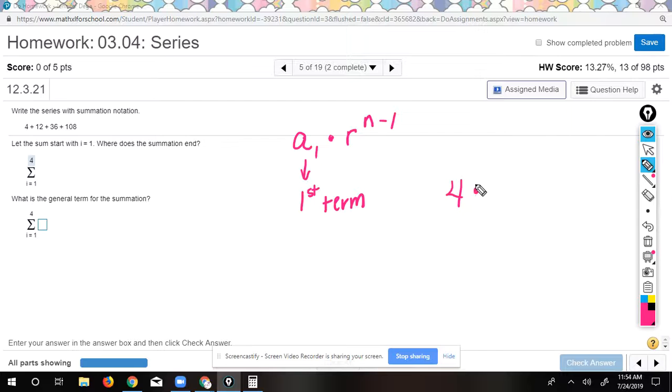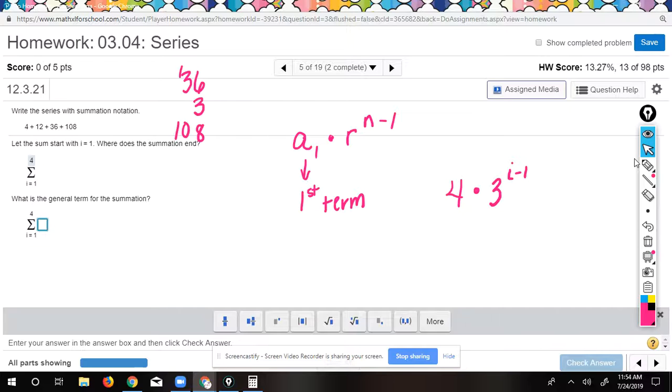Our common ratio, how the numbers are changing, it looks like we're multiplying by 3. 4 times 3 is 12, 12 times 3 is 36. Yeah, we're multiplying by 3. So the common ratio is 3. And instead of n minus 1, we're going to put i minus 1.